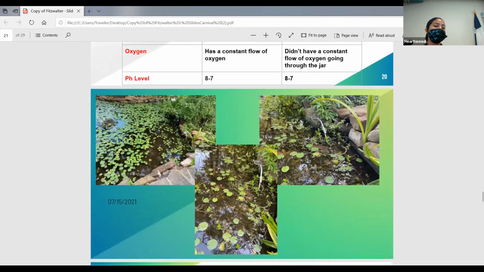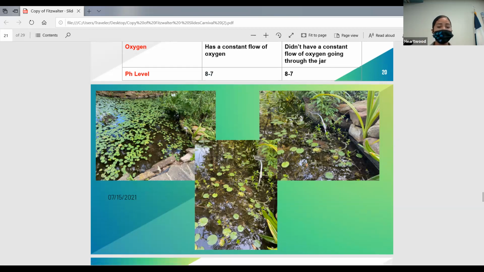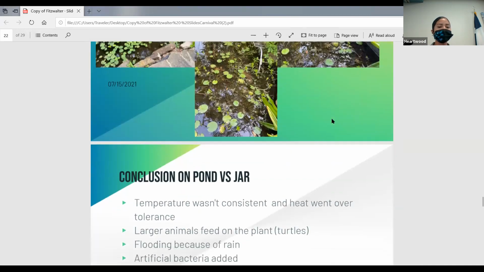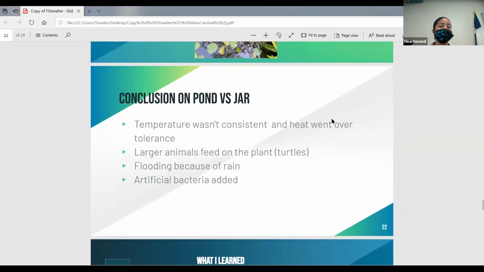So to go further into the pond, unfortunately, many of the Bacopa were disappearing as time progressed. This picture was taken around July 15th. You can notice that there's only a few Bacopa left, and here are the reasons why I suggest that the Bacopa was disappearing in the pond. It could be because the temperature was inconsistent and the heat went over the tolerance of the Bacopa. As you recall, I mentioned that the heat tolerance was 84 degrees, and this summer was a very hot summer. So it was around 95 to 97 degrees, and I think that upset the Bacopa.